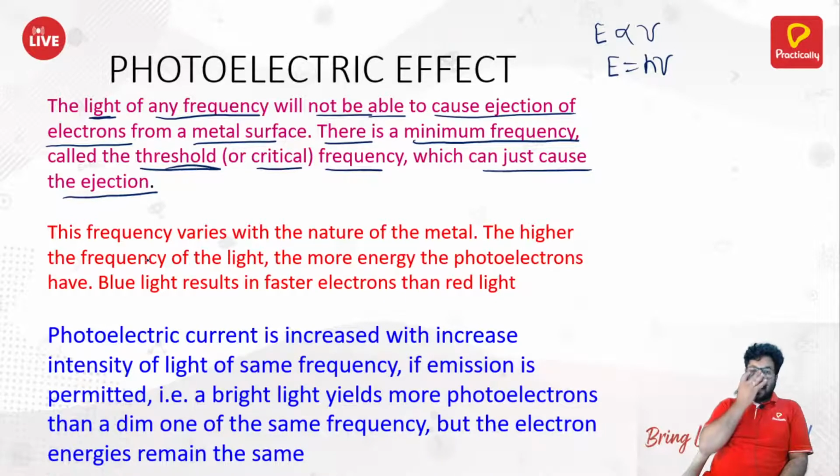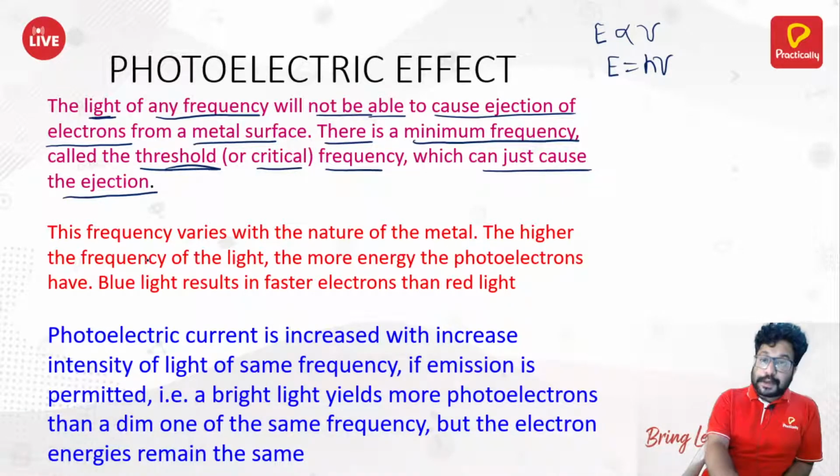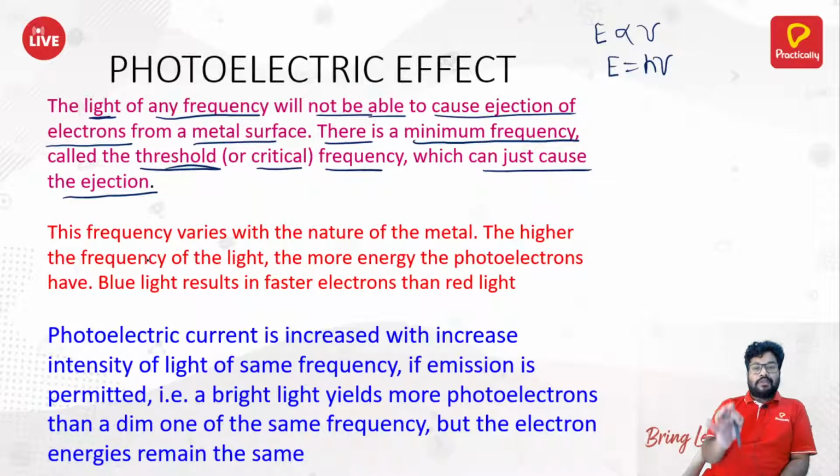So as I was saying, every metal has a different attractive influence. The distance between the valence shell and the nucleus is different for every metal. If that distance is different, obviously the attractive influence between the electron and nucleus is also different. So every metal will require a different frequency to eject electrons from its surface to show the photoelectric effect.